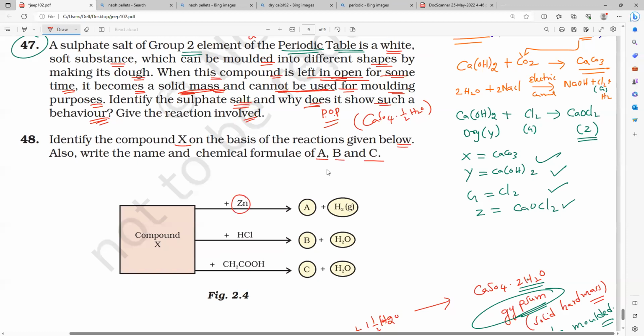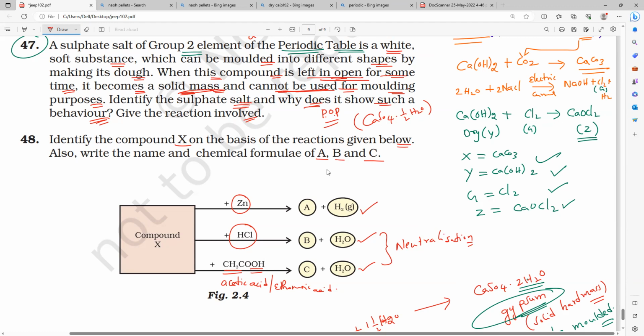It reacts with zinc, with HCl, and with acetic acid, CH3COOH. Another name for acetic acid is ethanoic acid. I will identify based on the products: hydrogen gas, water and water. The last two equations are examples of neutralization reactions. Correct? Everyone?